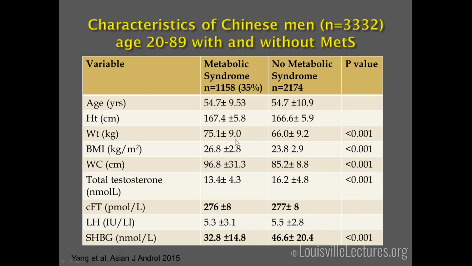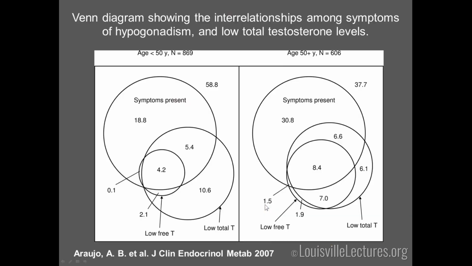Here's a group of Chinese men with or without the metabolic syndrome, and here you can see what I said before. Those with the metabolic syndrome have a lower total testosterone than the ones without. They're also much heavier, with a higher BMI and a higher waist circumference. The LH levels are normal. They have a lower level of sex hormone binding globulin. So when you adjust for that and calculate the free testosterone in these people, it's perfectly fine.